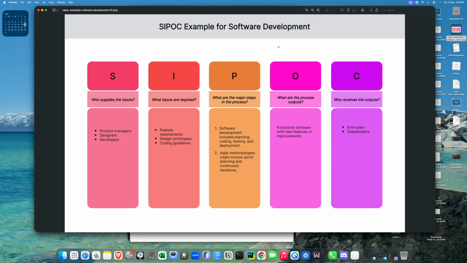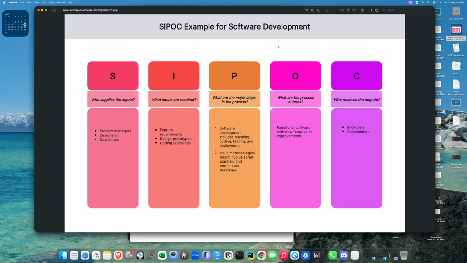What are the major steps in the process? The software development includes planning, coding, testing, and deployment. Agile methodologies might involve sprint planning and continuous iterations. What are the process outputs? Functional software with new features or improvements. And C is who receives the outputs: end users and stakeholders. So as you can see, S stands for suppliers, I stands for input, P stands for process, O stands for output, and C stands for customers.